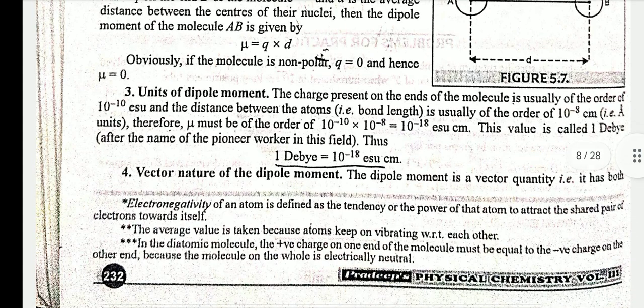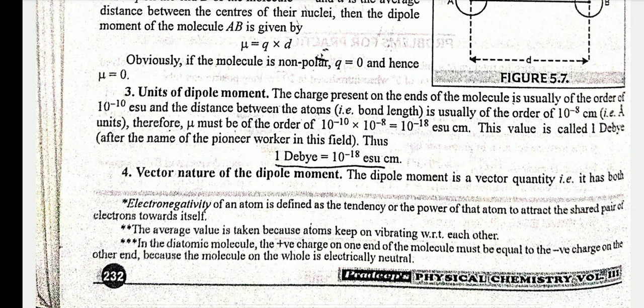Therefore, mu must be of the order of 10 raised to power minus 10 and 10 raised to power minus 8, which is equal to 10 raised to power minus 18 ESU centimeter. This value is called 1 Debye after the name of the pioneer worker in this field. Thus, 1 Debye is equal to 10 raised to power minus 18 ESU centimeter.